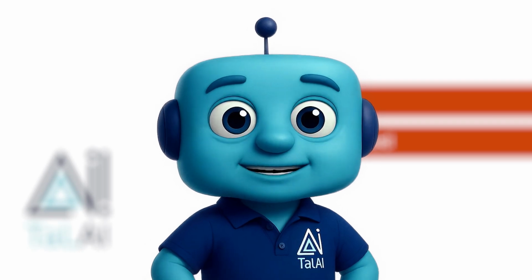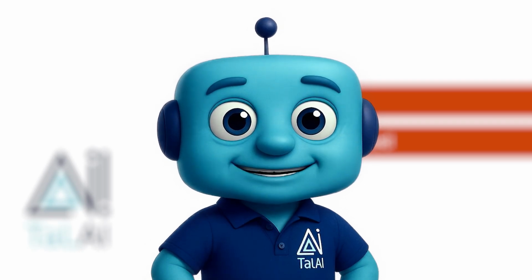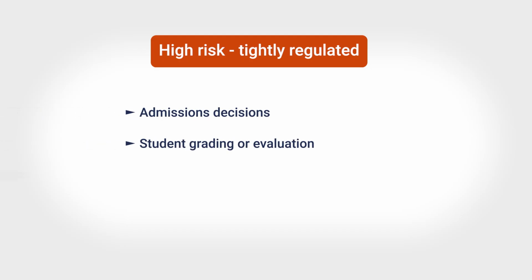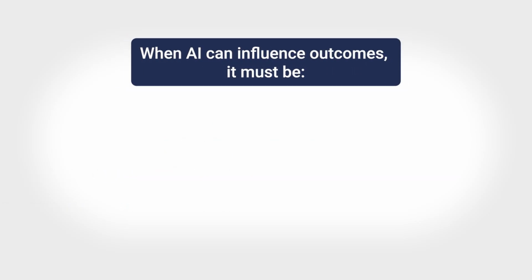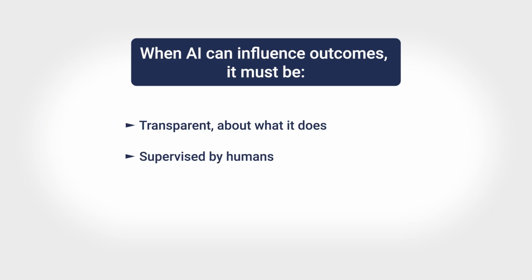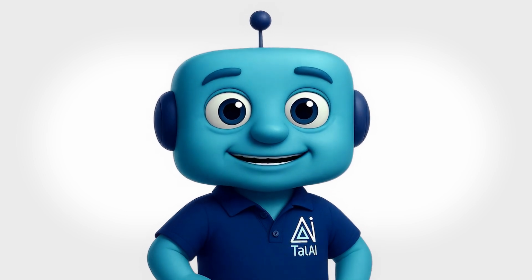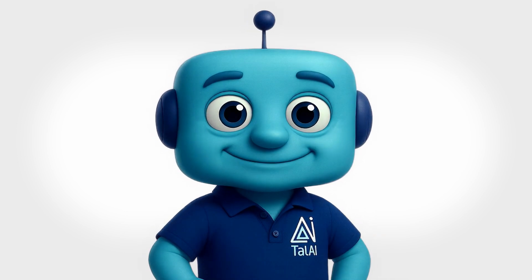High-risk AI is where many higher education use cases sit, especially when AI can influence student outcomes. This includes AI systems used for admissions decisions, student grading or evaluation, learning analytics, exam monitoring. When AI can influence outcomes, it must be transparent about what it does, supervised by humans, based on reliable, diverse data, regularly checked, documented, and monitored. For example, if AI supports assignment design or assessment, teachers still need to verify results, name the AI system used, and explain its role to students.